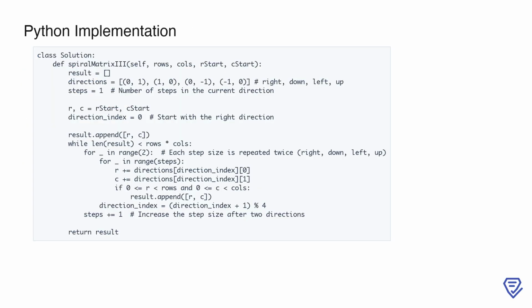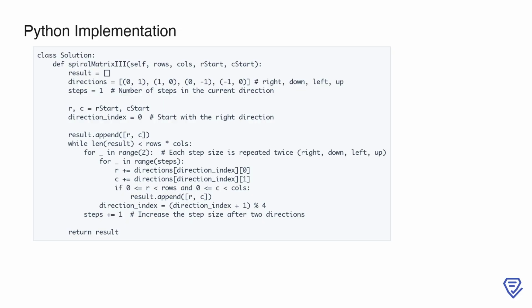This solution simulates the traversal of a grid in a spiral order. Starting at the given cell, rStart, cStart, we proceed in a spiral pattern until all cells in the grid are visited. Explanation of the code. 1. Initialization. The result list will store the order of visited cells. We define directions to represent the movement directions: right, down, left, up. The steps variable starts at 1 and determines how many steps we take in the current direction. The direction_index keeps track of the current direction. 2. Starting point. The starting cell, rStart, cStart, is added to the result list initially.